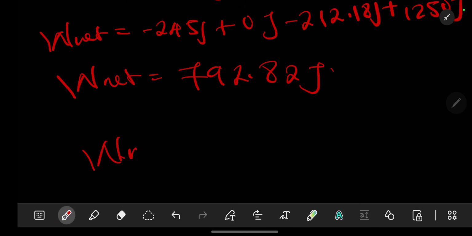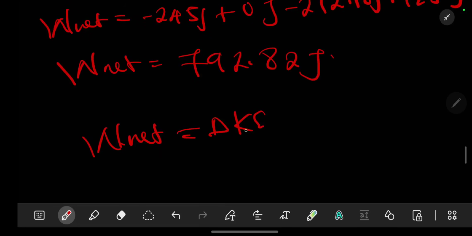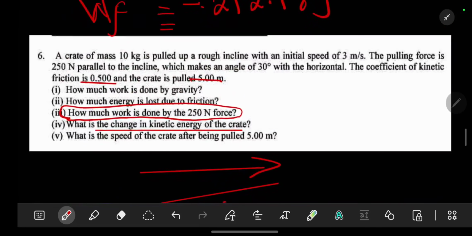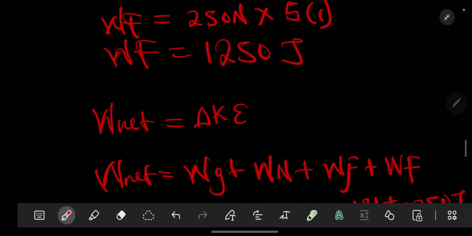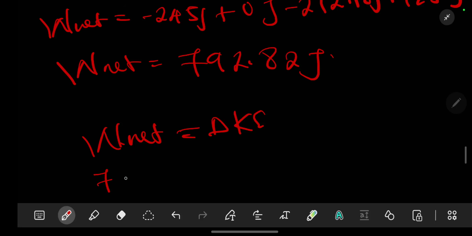Now remember, we said that the net work done should be equal to the change in the kinetic energy. The change in the kinetic energy is what they were asking for: what is the change in the kinetic energy of the crate? So 792.82 joules is equal to the change in the kinetic energy. So this is the answer that was required.